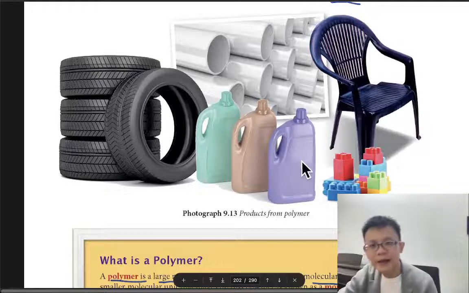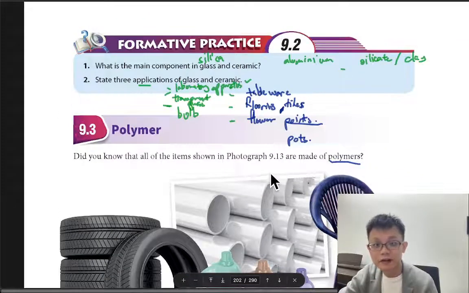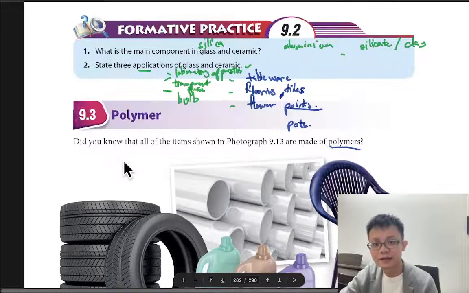Hello students, welcome back, and today we are going to continue our lesson on polymer 9.3. So in this chapter we already learned a few things.